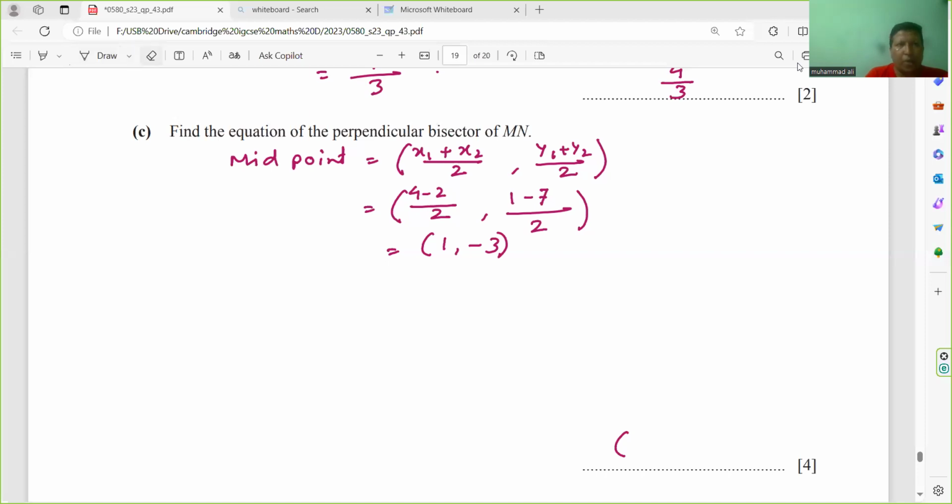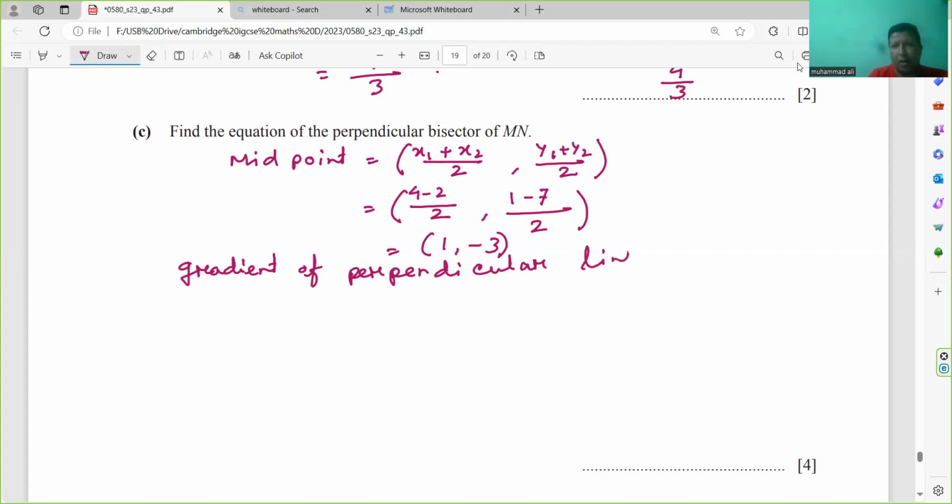Now we get the gradient of the perpendicular line. The MN line gradient is 4 by 3, the perpendicular line gradient is the negative reciprocal, so it will be minus 3 by 4. Be careful about this. The MN line gradient is 4 by 3, so the perpendicular line gradient will be the negative reciprocal. That means the product of both of these must be minus 1. So the perpendicular line gradient is minus 3 by 4.